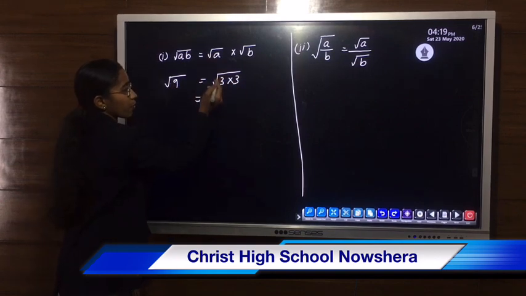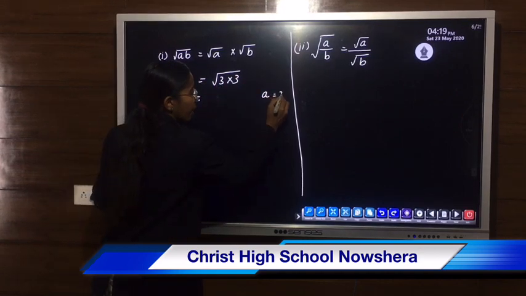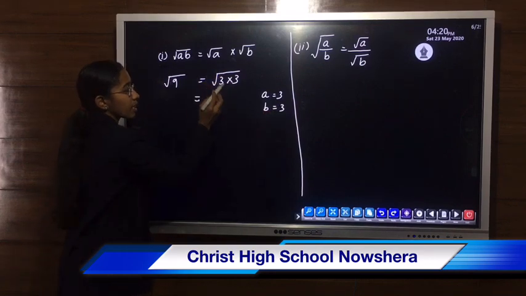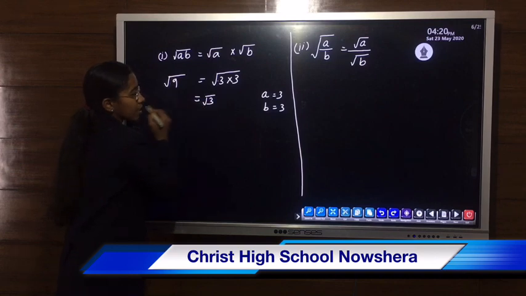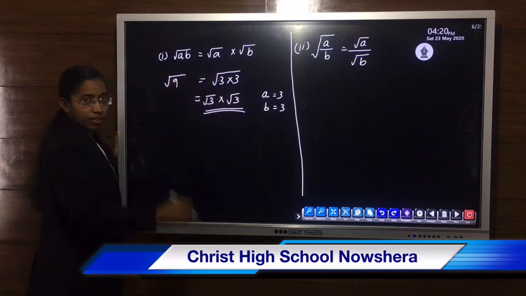Here at the place of a and b the numbers are 3. So here at the place of a is 3 and at the place of b that is also 3. So here this root is common for both the numbers. So here we can write root 3 into root 3. This is our first equation.